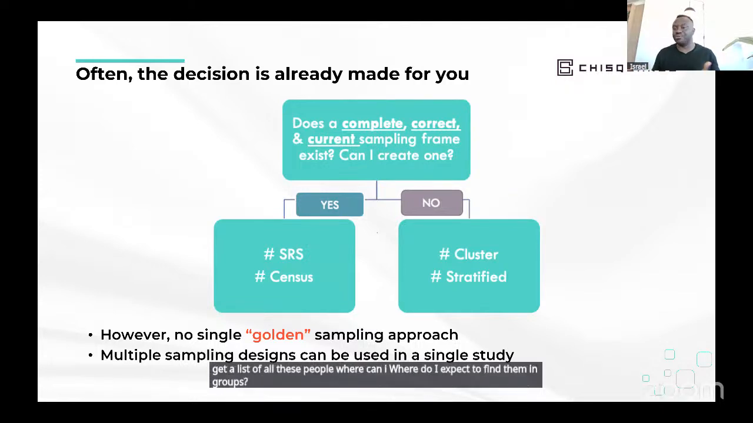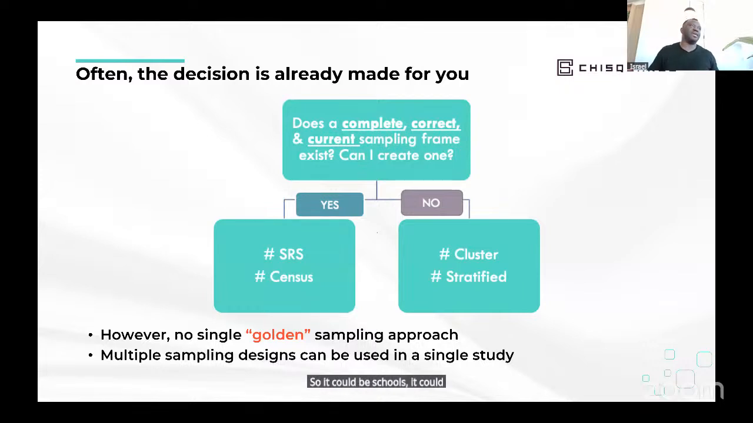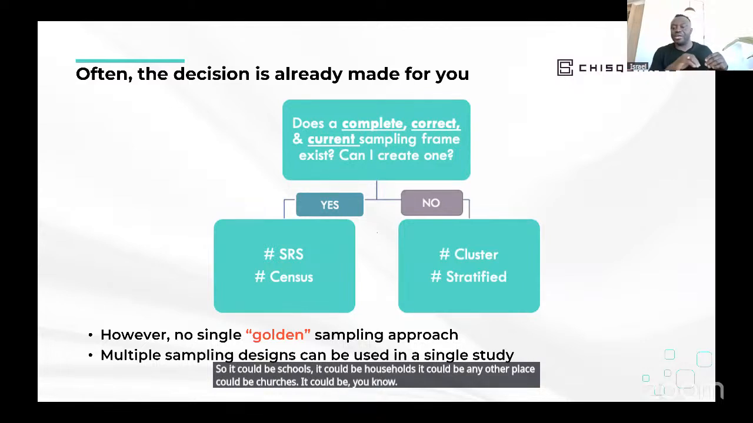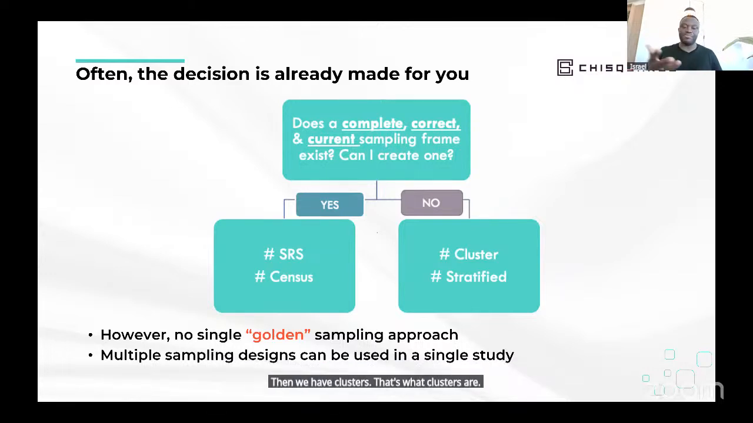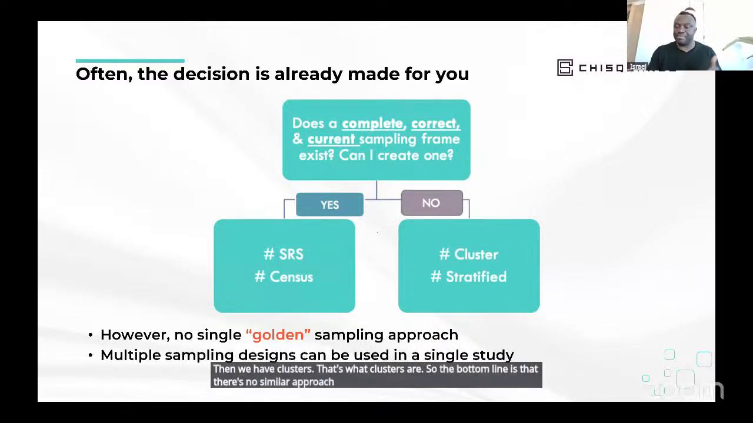So it could be schools, it could be households, it could be any other place. It could be churches, it could be religious facilities, it could be markets, right? Wherever people can be found, if we can list all of those places, then we have clusters. That's what clusters are. So the bottom line is that there's no single approach. And so, it's about being flexible in our thought process to make sure that we answer the question originally.